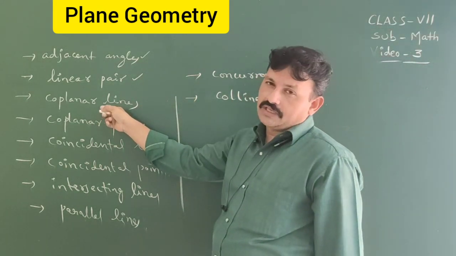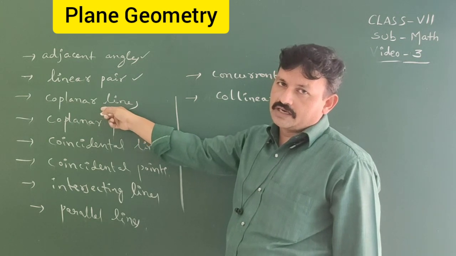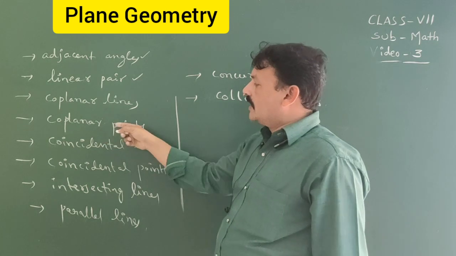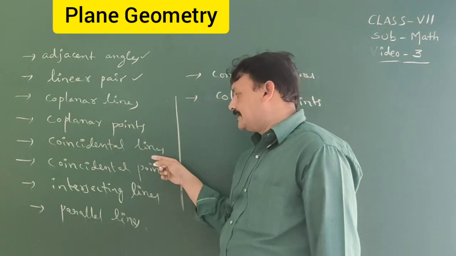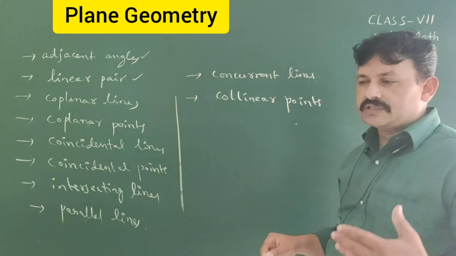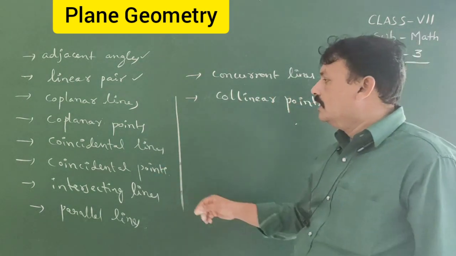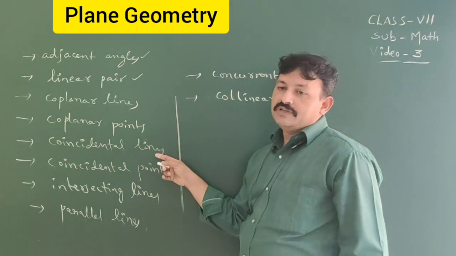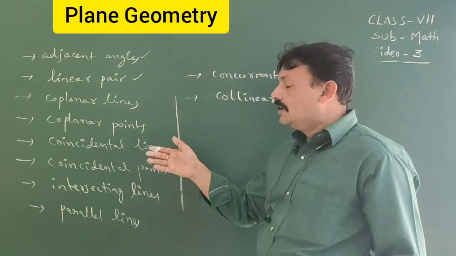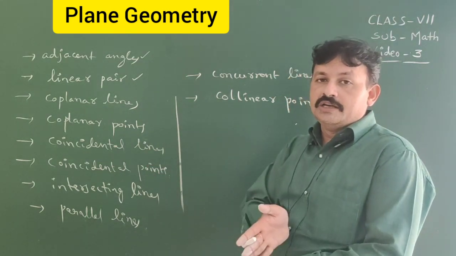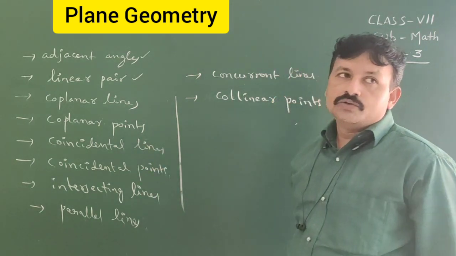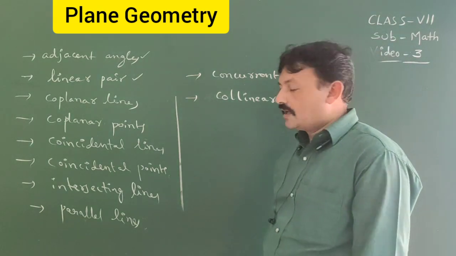Coplanar lines. The lines which are lying in the same plane are called coplanar lines. The points which are lying in the same plane are called coplanar points. Coincidental lines: the points which belong to the first line also belong to the second line. They are called coincidental lines. Means they are merged with each other. If you place one over the other, it completely merges. Coincidental points mean two or more points show an exact location. They are also merging only.